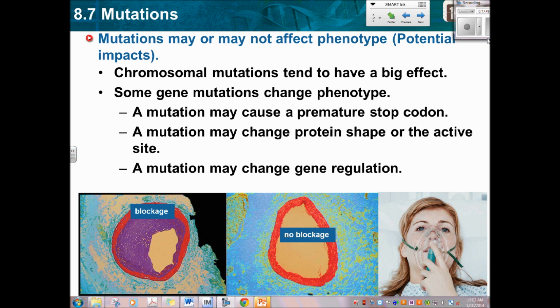The last one, the mutation may change gene regulation. So there's other genes that don't code for proteins, but just tell genes to turn on or off. Okay? So check out, there's 2 examples. This poor gal right here has cystic fibrosis. And for whatever reason, I don't know if there's an extra gene or what's going on here, she makes too much mucus. Or maybe she doesn't have a gene that regulates that gene, or a gene that makes the protein that breaks down mucus.